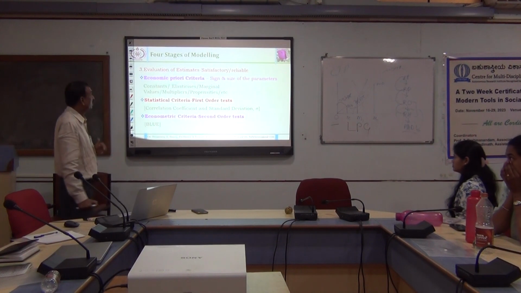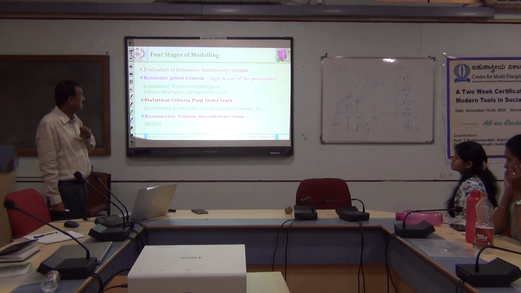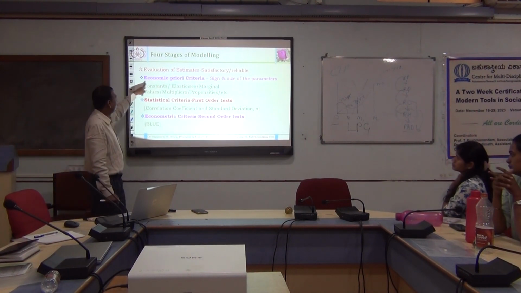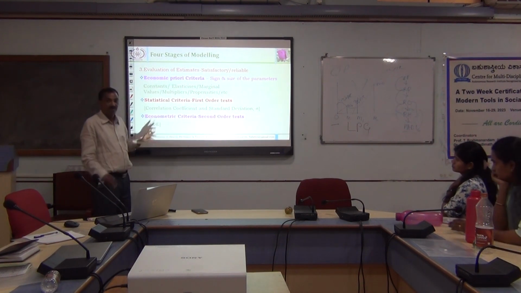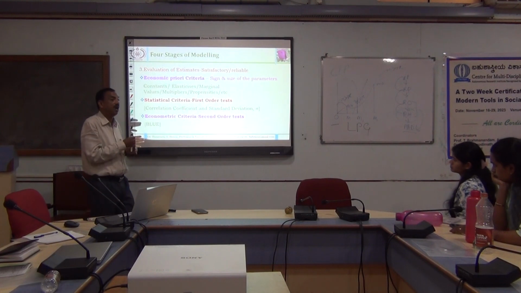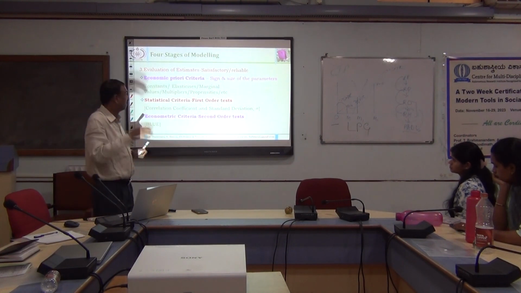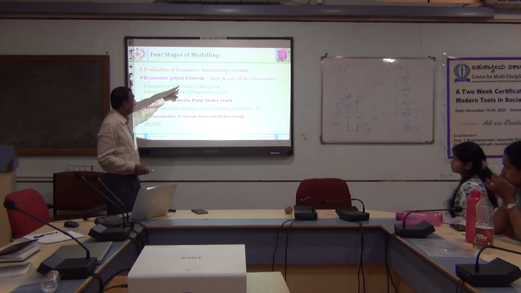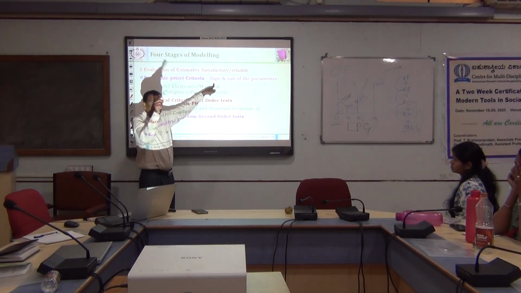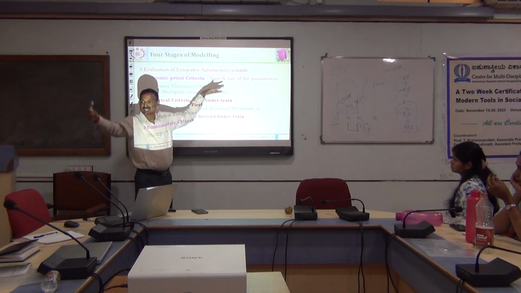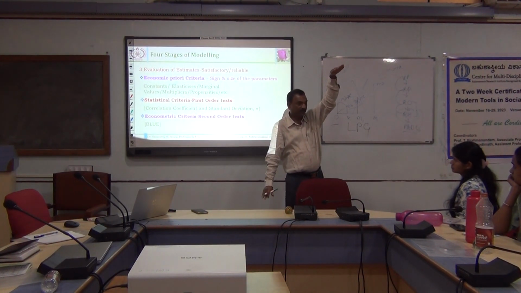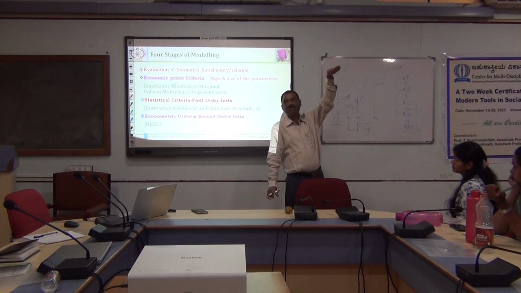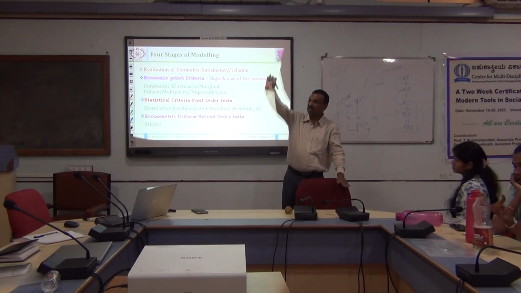Then comes the evaluation of the model. Under evaluation of the model, we have economic a priori criteria, statistical criteria, and econometric criteria. We have three parameters of testing the model. First one is economic a priori criteria. It should indicate theoretically whatever the theory says. For example, in the law of demand model, it is a negative relationship. Sign is negative. Higher the price, lower the demand. Lower the price, higher the demand.